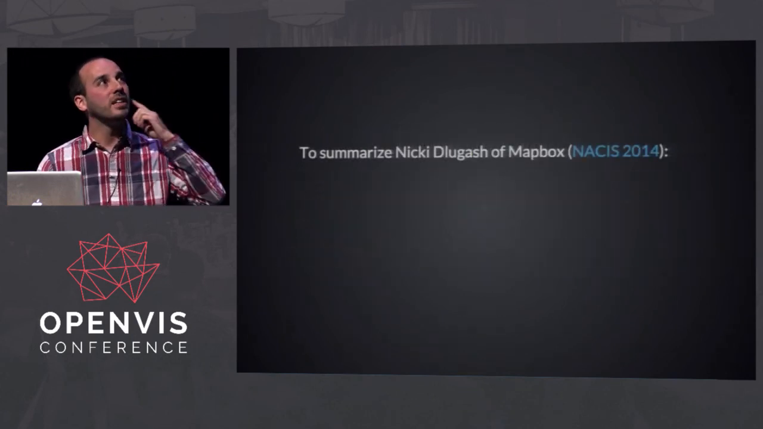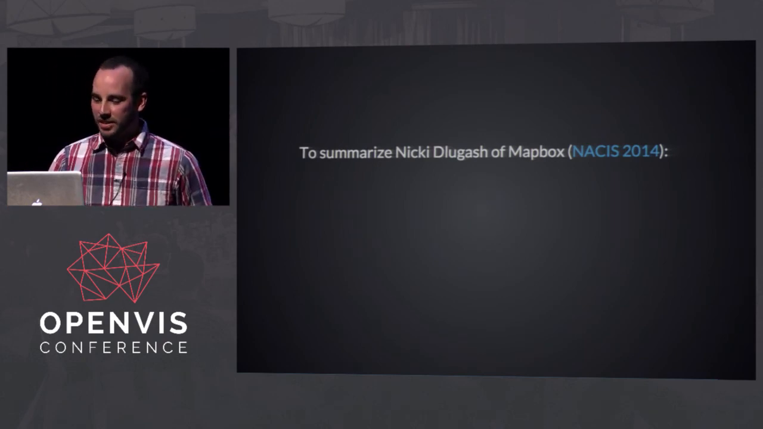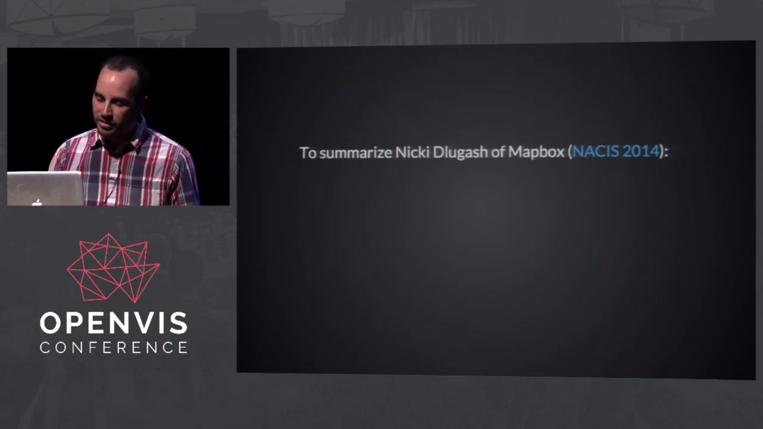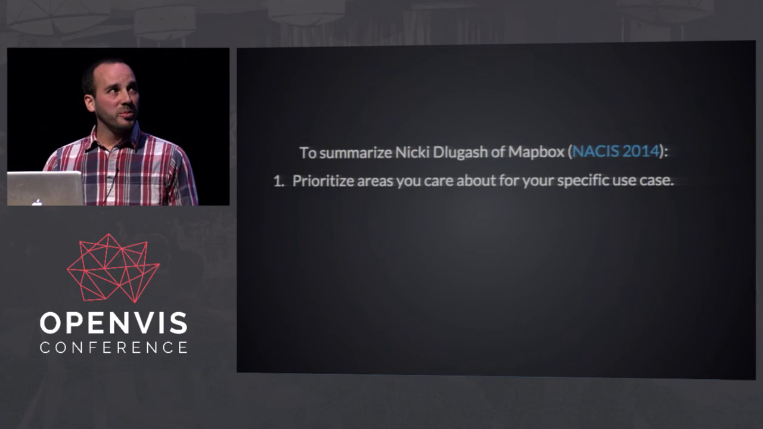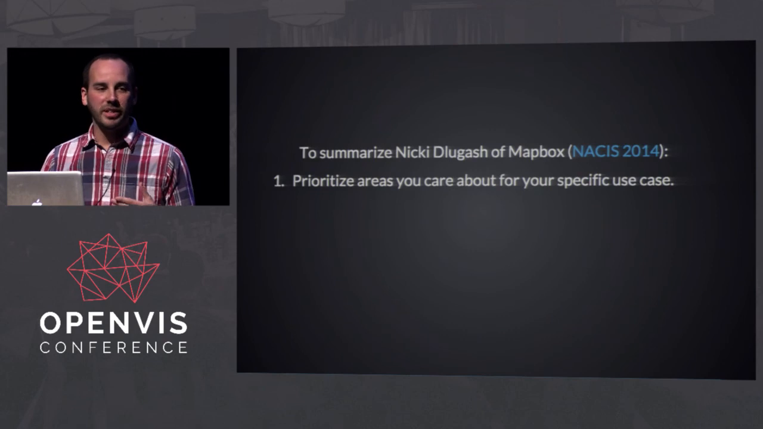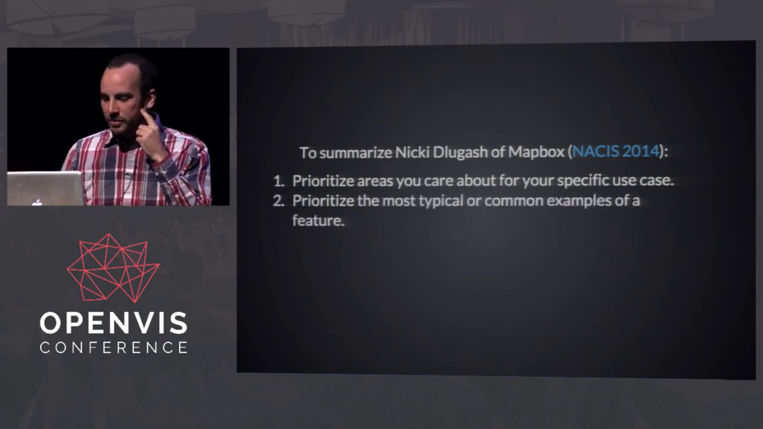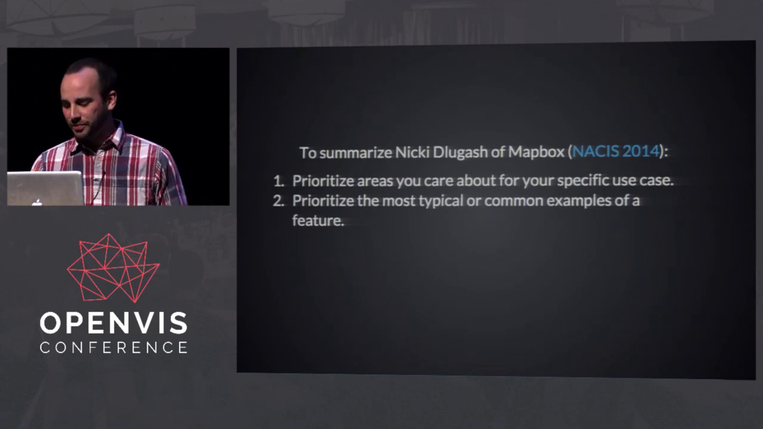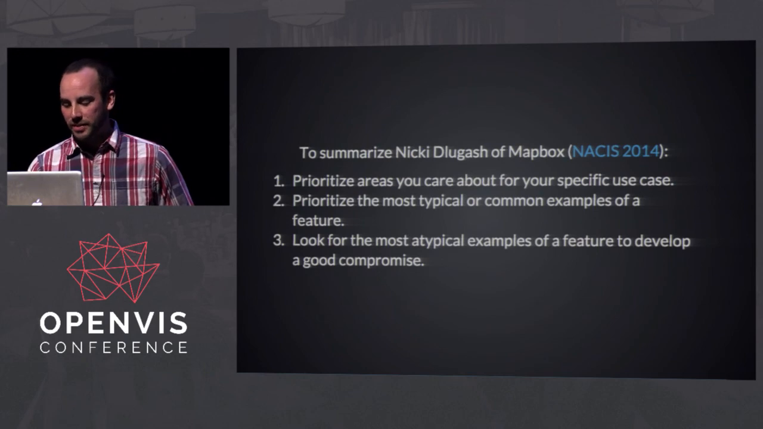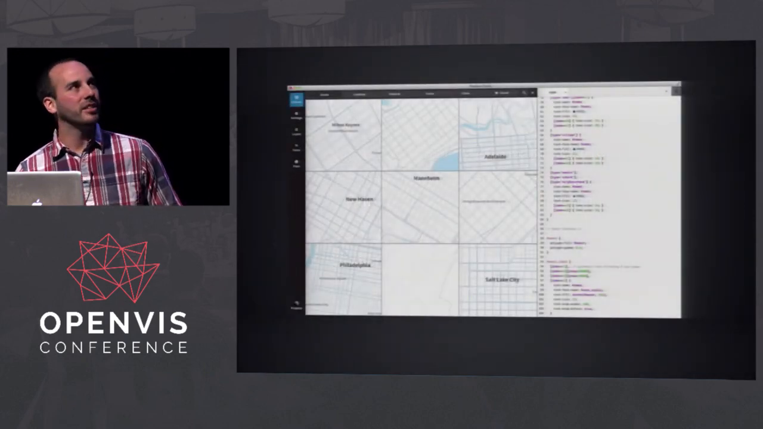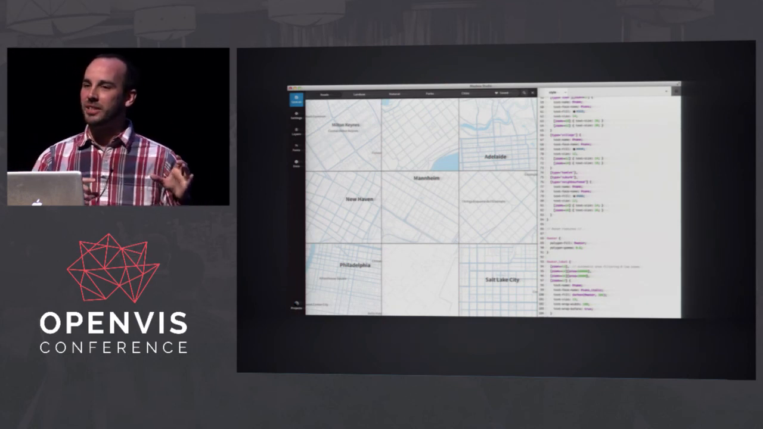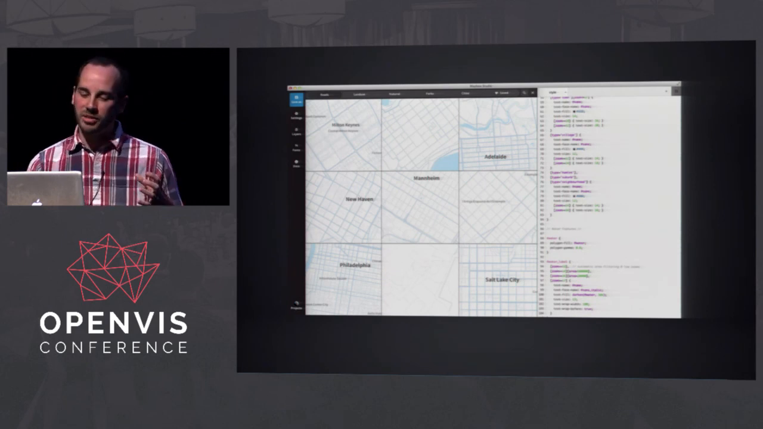So I just want to summarize something from Nikki of Mapbox at NACIS last year. She talks a bit about this, well, quite a lot about this actually, because they do this kind of work, of course. Just some rules she suggested: prioritize your use case, areas in your specific use case, of course, and prioritize the most common examples of something. But then do go out and look for some atypical examples and try to develop your compromises off of that. And their software, Mapbox Studio, now has a feature where you can view multiple areas at once. You can inspect what a certain feature might look like in different areas of the world.